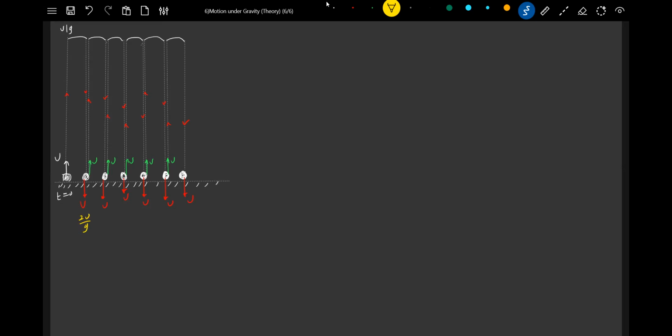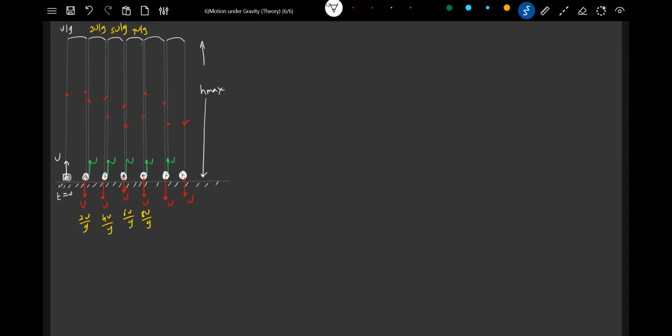So again, after what time will it be here? 3u by g. Here it will be 4u by g, 5u by g, 6u by g. Like this we can continue. Again, it will be 7u by g. This will be enough. So like this, for the time of ascent, you have to add u by g. So the total for the ball to move from the ground and ascend to a height is u by g. Okay, this is the maximum height, H max.